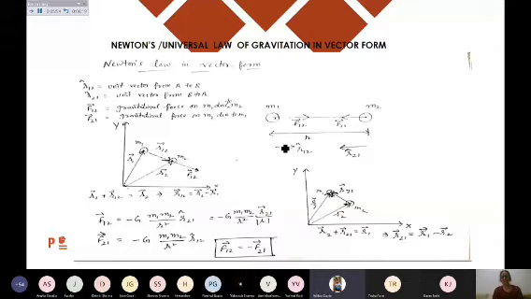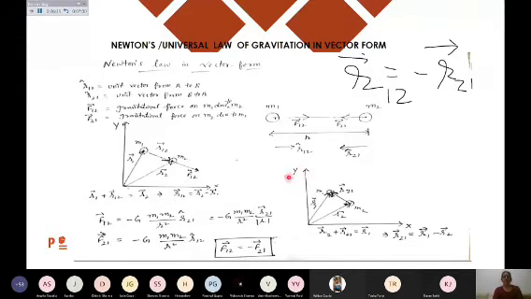Magnitudes are equal. If in the question they are asking the magnitude, then of course F12 magnitude is equal to F21 magnitude. Similarly, R12 magnitude is equal to R21 magnitude. But directions, as you can see in the diagram, they are opposite. So here our main focus is about the direction. Because once the direction is clear to you, you will be able to work out the numericals.